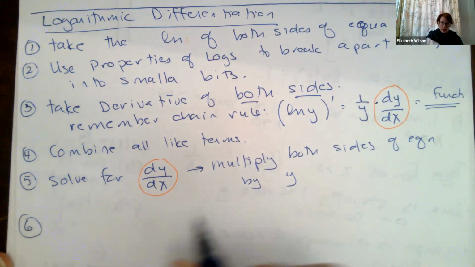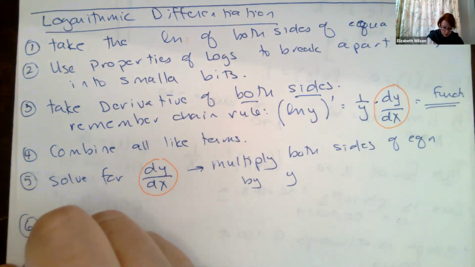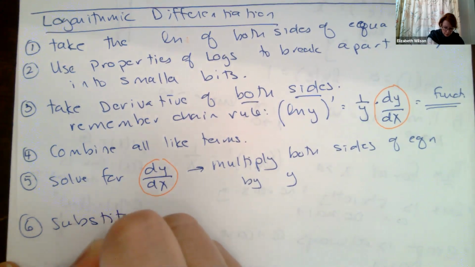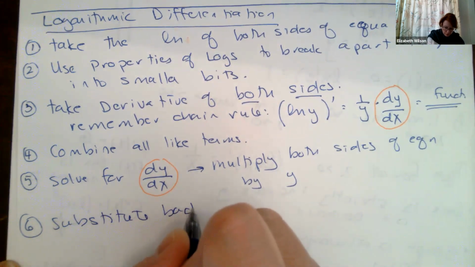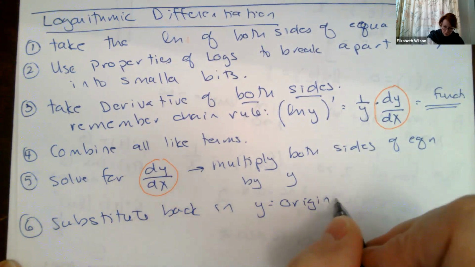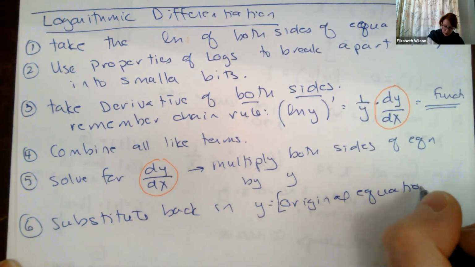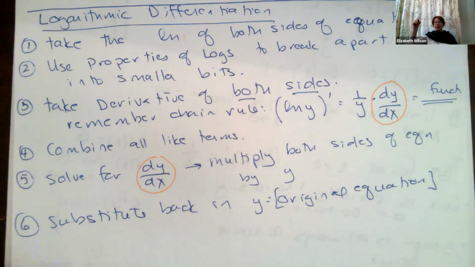Step 6, I don't want to have y times all this stuff. I want to actually substitute back in for y. y was equal to my original equation. So I'm going to substitute back in y equals the original equation. What I'm going to get is dy dx equals my original equation times the derivative.